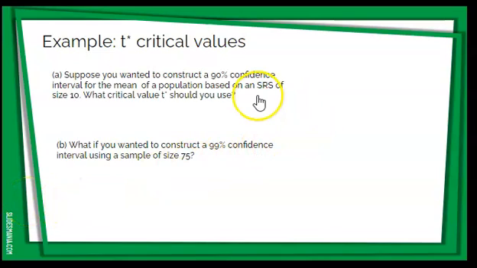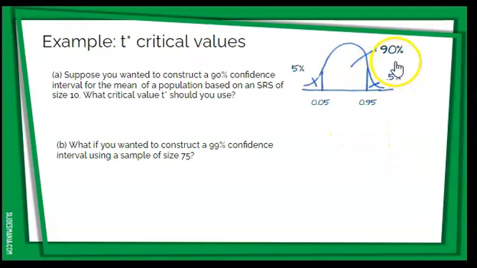So let me walk you through a couple. Suppose you want to construct a 90% confidence interval for the mean of a population based on a simple random sample of size 10. What critical value of t star should you use? Well, you're going to go about it the same way you would with the z star. Draw the curve. The area I want is 90% in the center. That means I have 10% split in the tails. So I have 5% here and 5% on the right side. When I convert those to decimals, I get 0.05 here, and then this one would be 0.95.